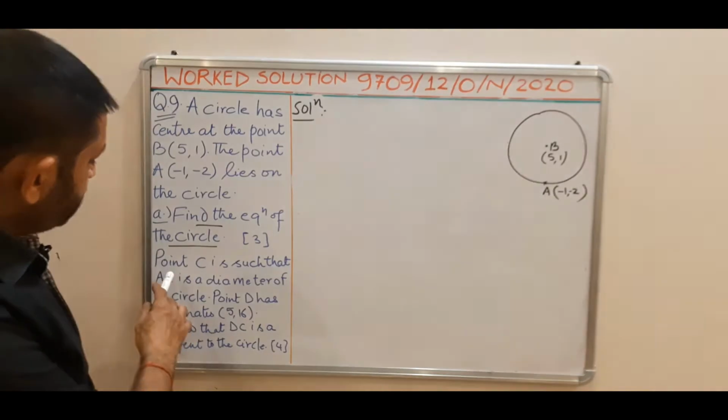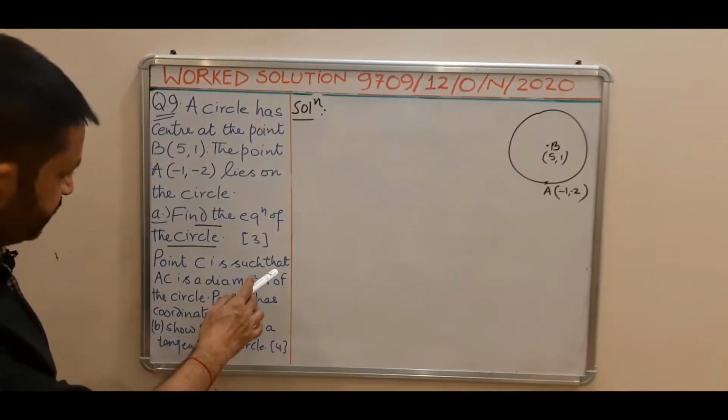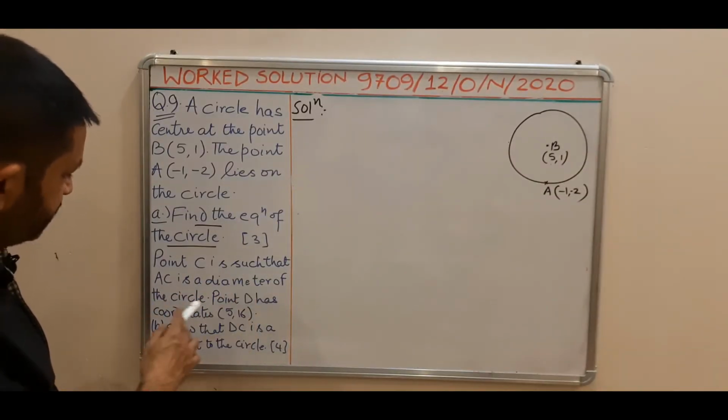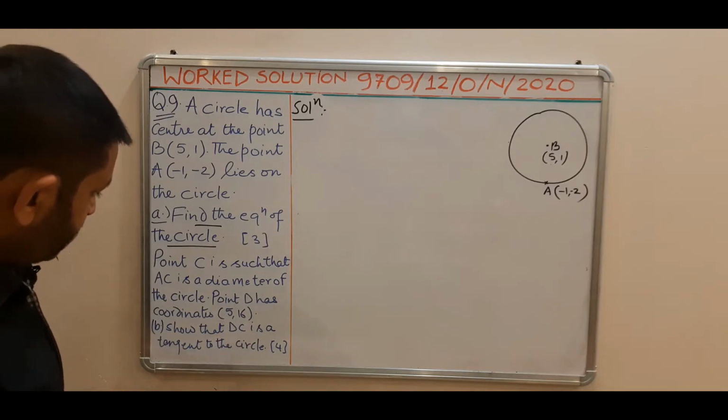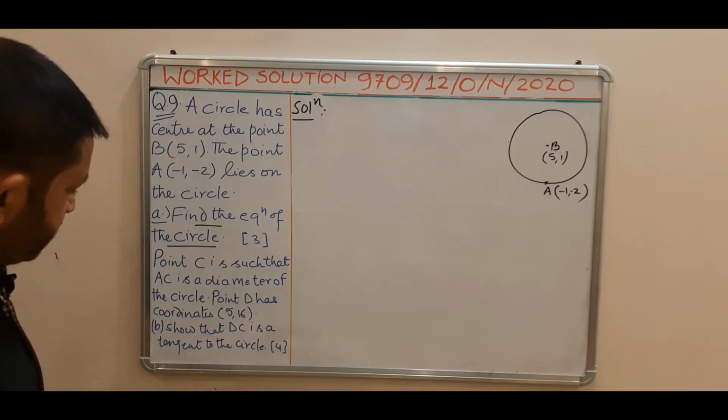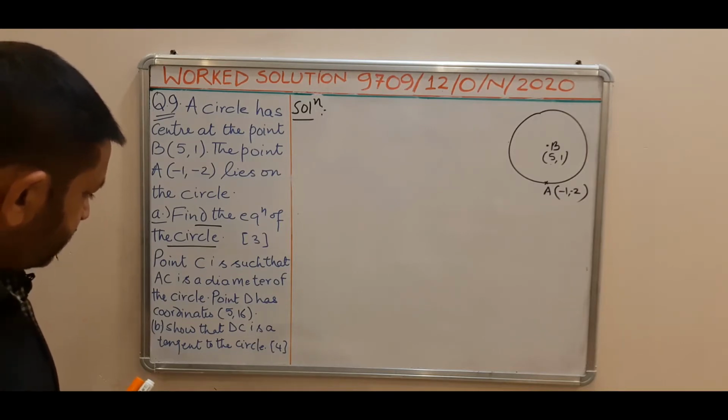Now the next part, point C is such that AC is a diameter of the circle. Point D has coordinates (5, 16). Show that DC is a tangent to the circle.